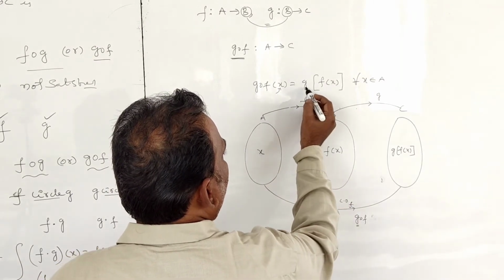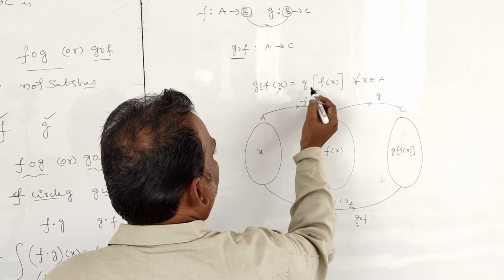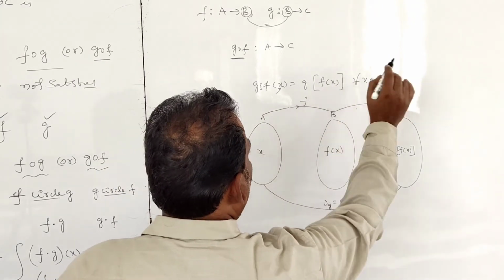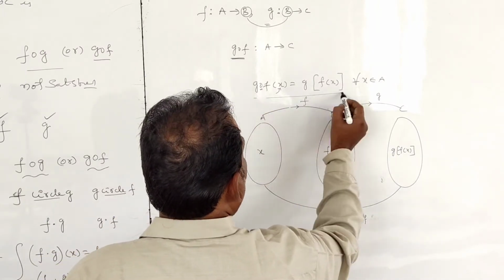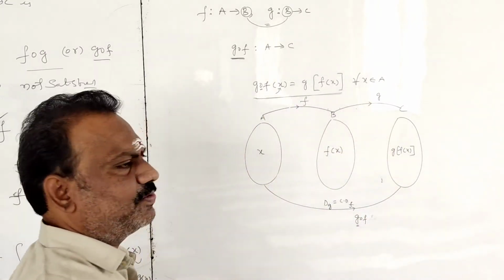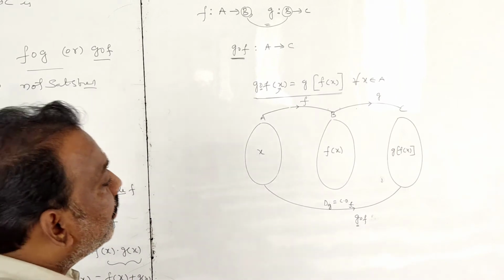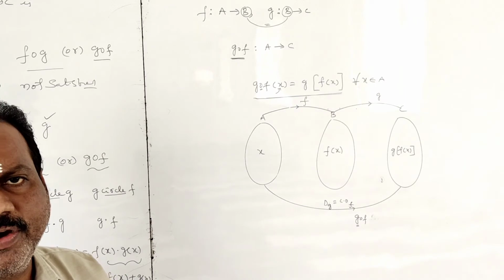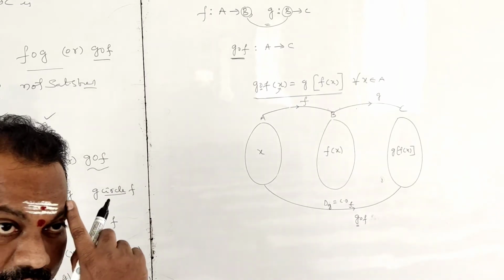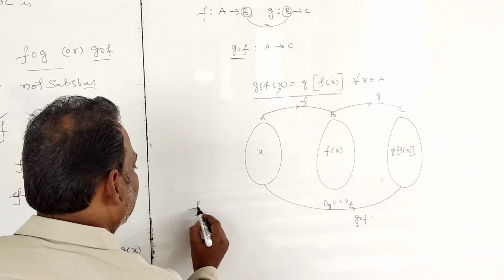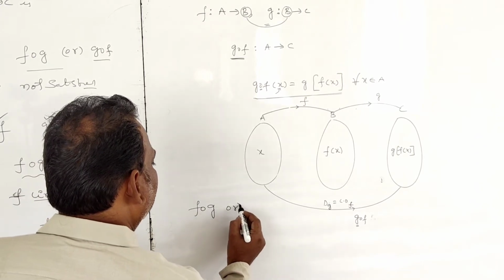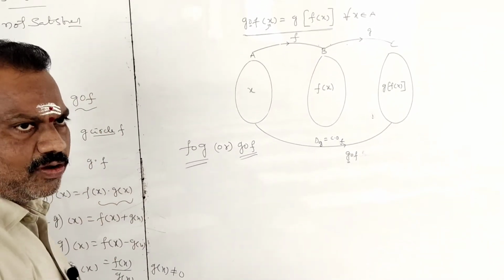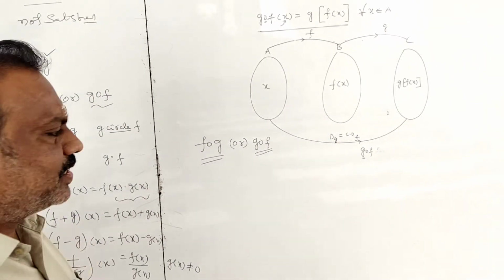So there is a formula. If you remove this circle, you will get a bracket: G of F of X, for all X belongs to A. This is the formula for G circle F, student. This is the diagrammatic definition of composite function. So if two functions F and G are given, their composite function we can write as F circle G or G circle F. But always both cannot exist.